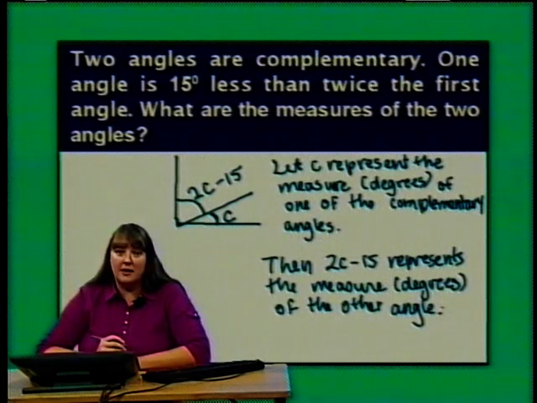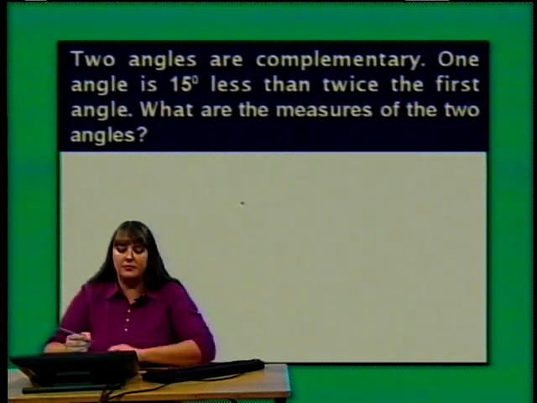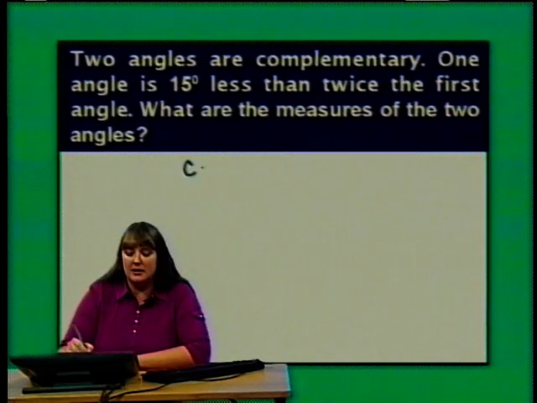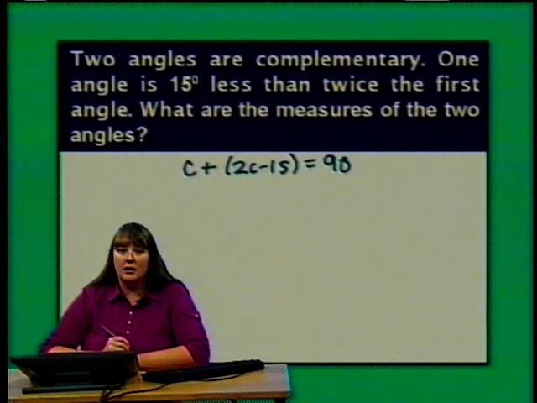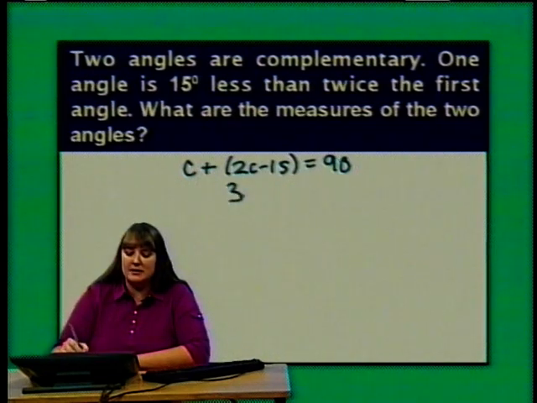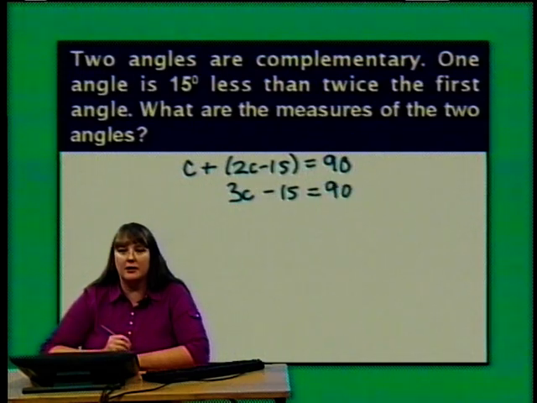Now this time when I think about writing my equation, I have to remember these are complementary angles. The definition of complementary angles is that the sum of complementary angles is 90 degrees. So when I add C and 2C minus 15, I should get 90 degrees. So my equation should be C plus 2C minus 15 equals 90. Now combining like terms, I have 3C minus 15 equals 90.